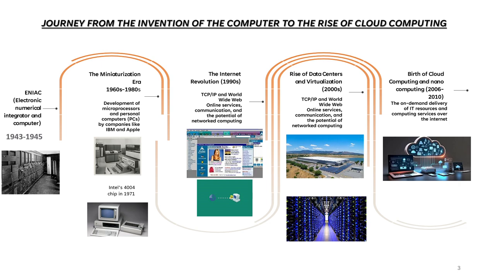That led to personal computers, which were invented by IBM and Apple. Intel invented a chip in 1971 which made a huge difference in the computer world. You can see the personal computers in the images, which they were able to keep on a table, and multiple computers were able to fit into a single room. That was the era of the 1960s to 1980s.